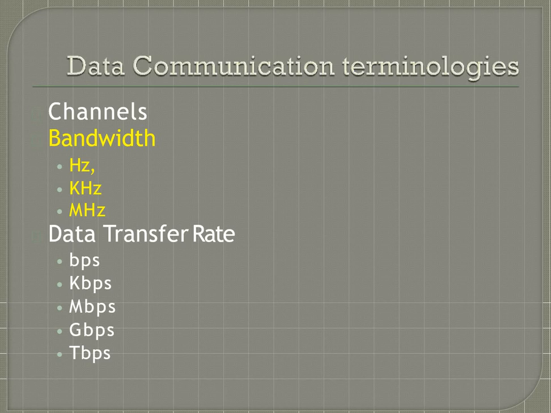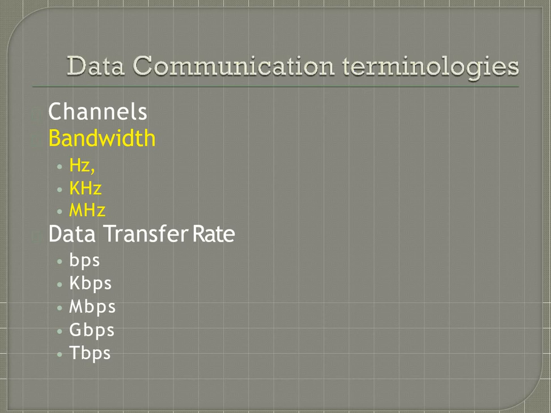The next term is baud, B-A-U-D. It is a unit of measurement for the information carrying capacity of a communication channel. A channel is used to carry information from one point to another. Baud is the unit of measurement for how much information a particular communication channel can carry. It is also known as bits per second, small b. So baud is synonymously known as bits per second.